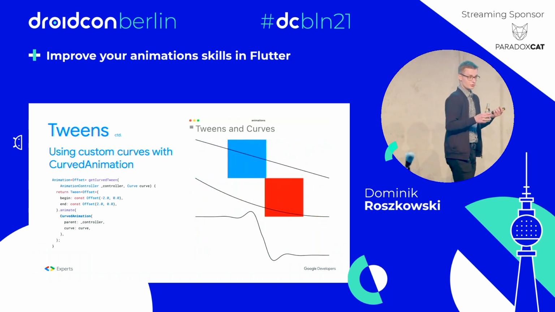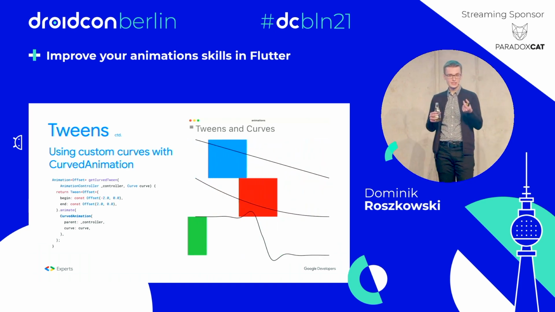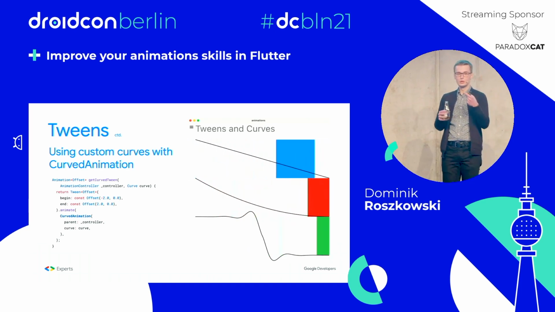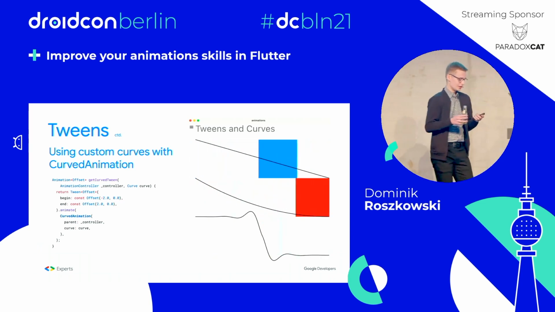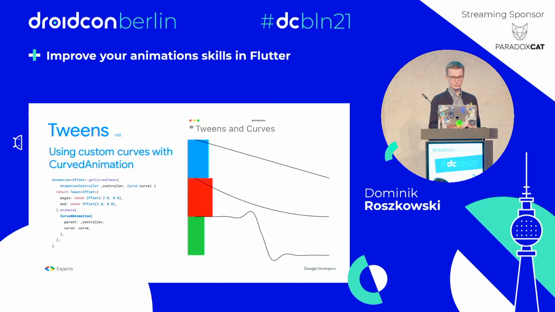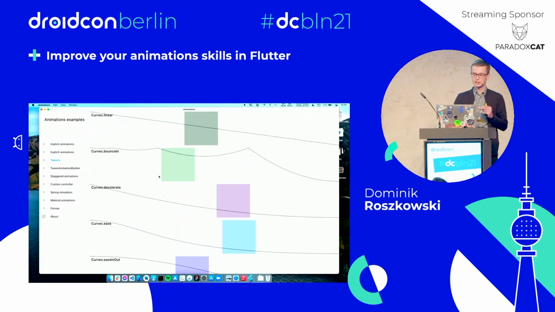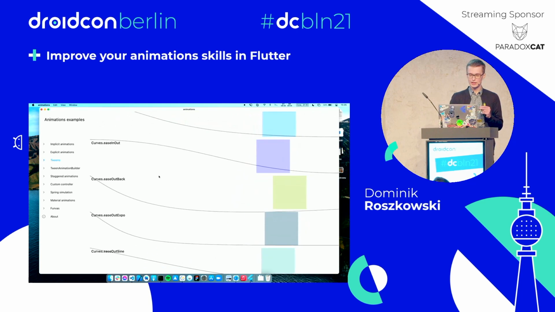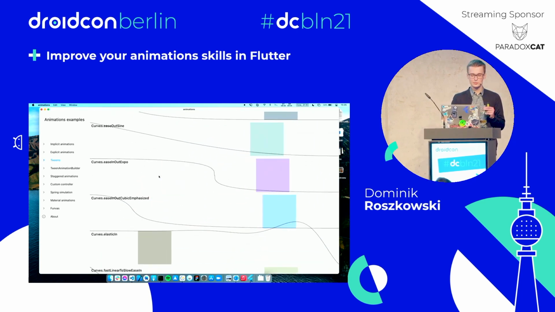And sometimes your animator in your UI agency or whatever will provide you with an exact curve that they want you to follow for a given animation. And with tweens, you can do it very easily. So if you take a look at the application, you will find a bunch of different tweens that you can use and see the difference between them. There is also a very nice documentation page about them.